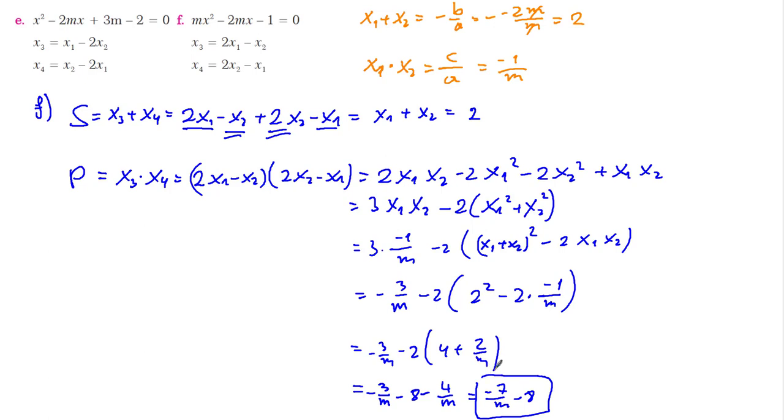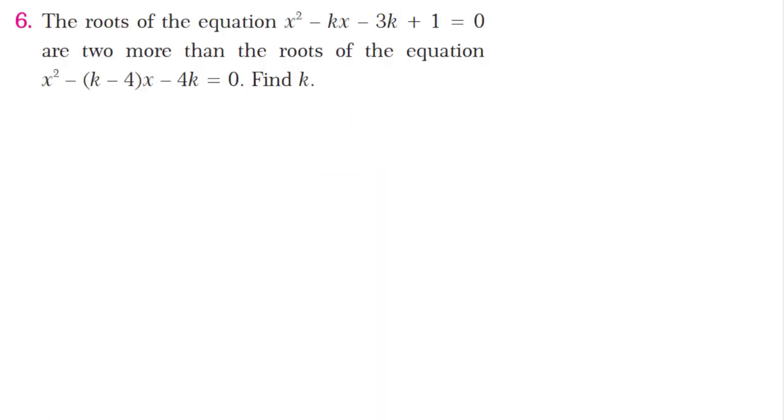Hopefully there are no calculation mistakes. Now you get the sum, which is 2, and get the product, which is negative 7 over m minus 8. Substitute to the formula that we used previously. The roots of the equation, this one, are 2 more than the roots of the equation. Alright, let's say the roots here are x1, x2. What does that mean? That means x3, which is a root here, if the roots of the equation here are 2 more, that means x3 would be 2 less. So it would be x1 minus 2. And x4 would be the other root, x2 minus 2.